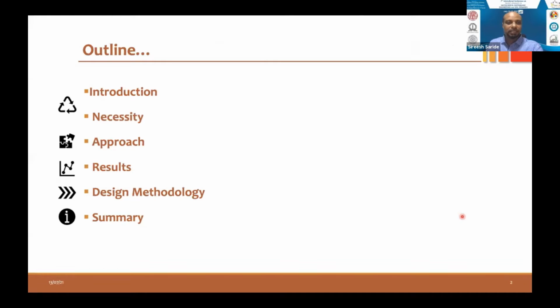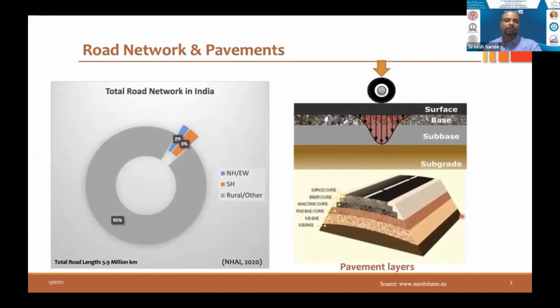This is just an outline because of paucity of time. So I'll just run through the introduction, necessity of the work and approach, and some results and design methodologies. Looking at the road network in India, we stand second in the world, very next to the United States, with 5.9 million kilometers.